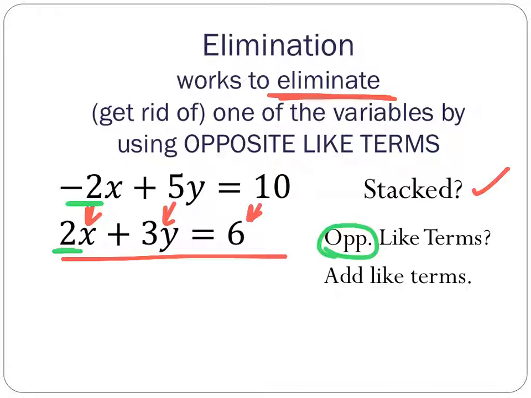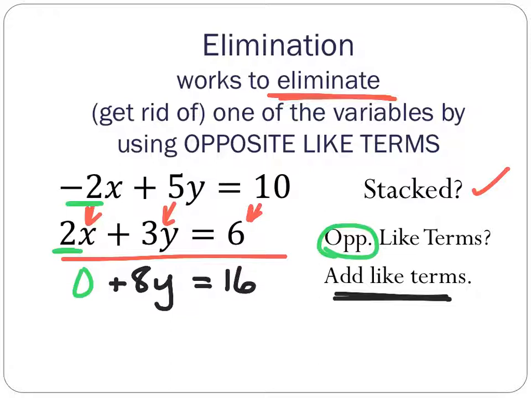So when I add negative 2x and positive 2x, they zero out. Negative 2x and positive 2x is 0. And then 5y and 3y is 8y. I'm going to add those like terms. 10 plus 6 is 16. Now notice I've temporarily gotten rid of the x. And I have enough information to find out what y is.